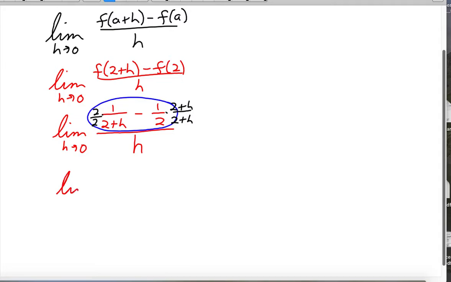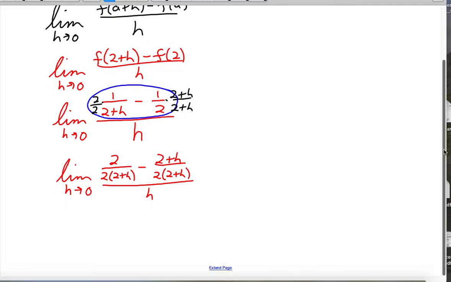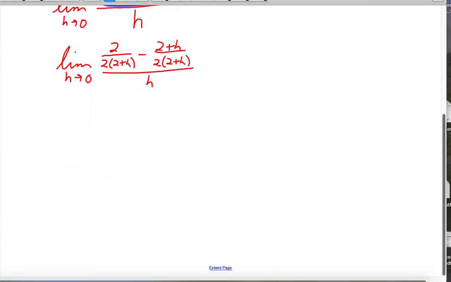So I have the limit as h approaches 0 of 2 over 2 times 2 plus h minus 2 plus h over 2 times 2 plus h, all over h. I'm writing maybe more steps than you would need, but I want to make sure you understand all the techniques that I'm doing. Now I can combine those two fractions.